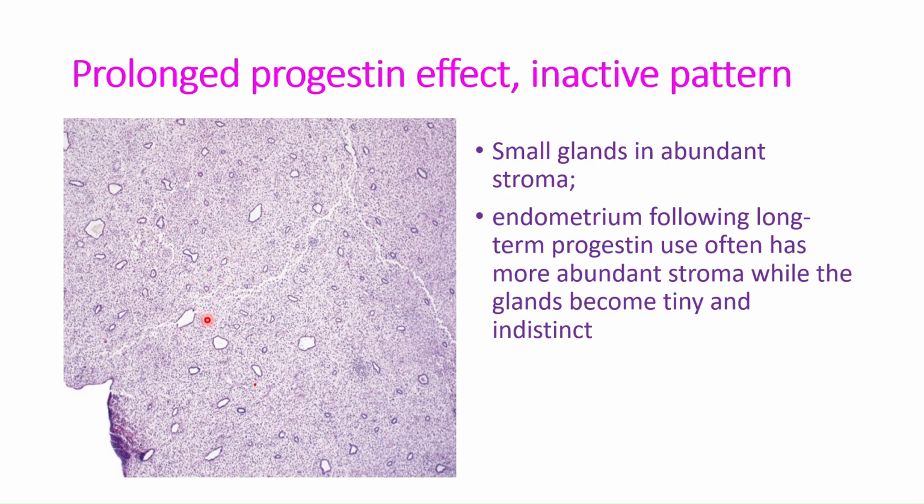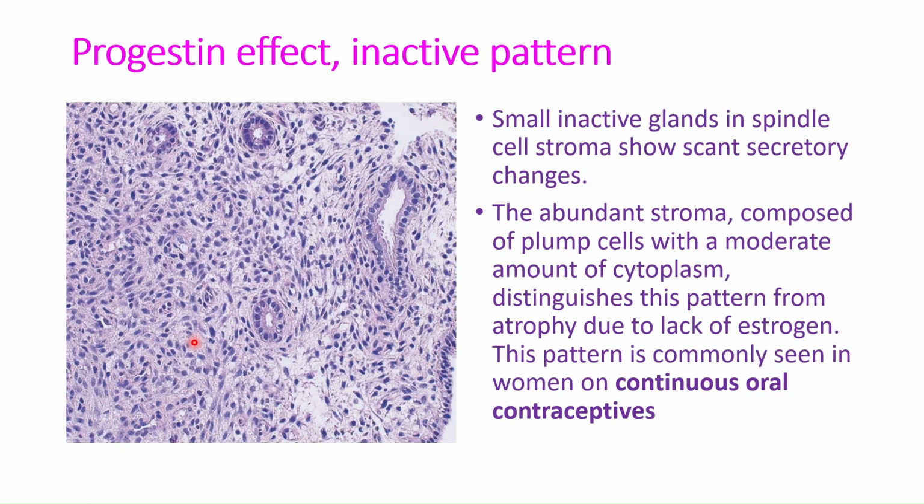Glands are due to long-standing progesterone effect, showing very small and tiny, and some are indistinct, few showing inactive appearance. So this is inactive pattern due to prolonged progesterone effect. In high power view, we can appreciate occasional glands show secretory change or secretion in the lumen. This is inactive gland, but the stroma shows spindling effect.